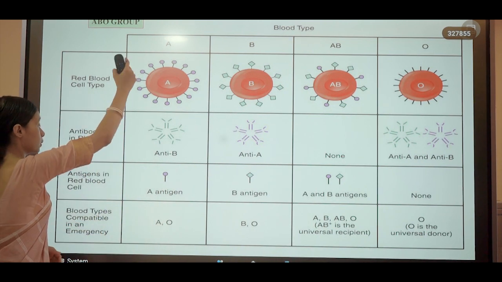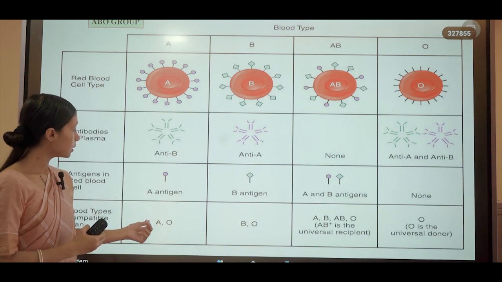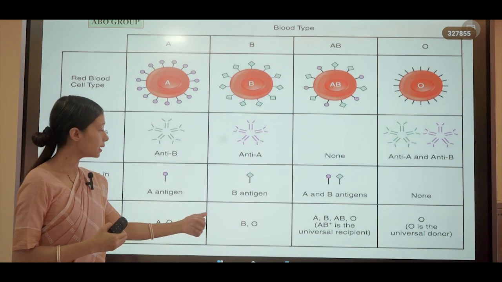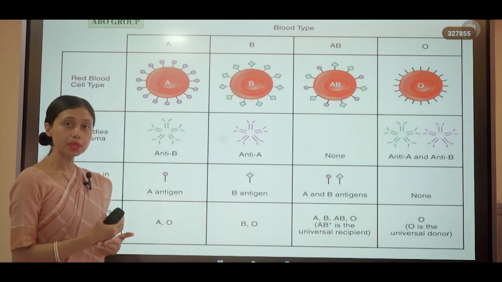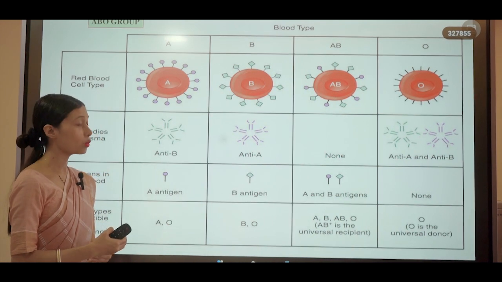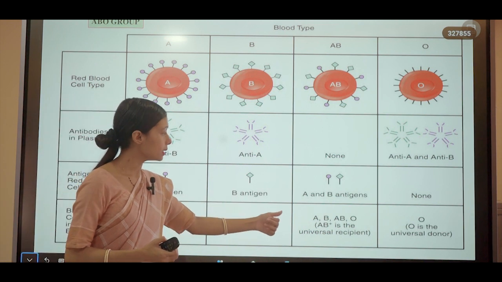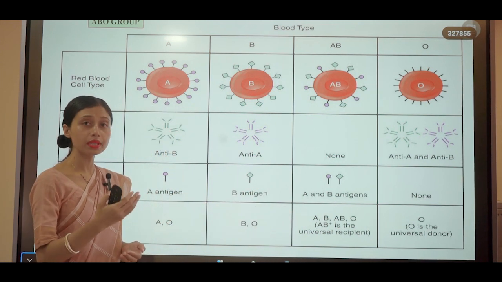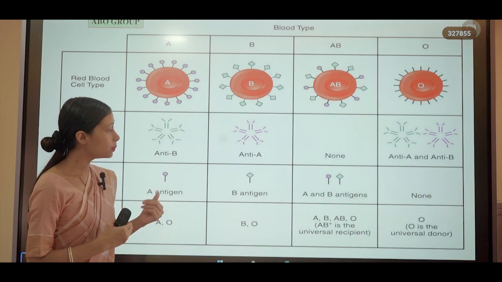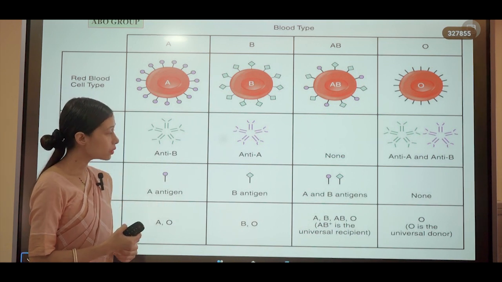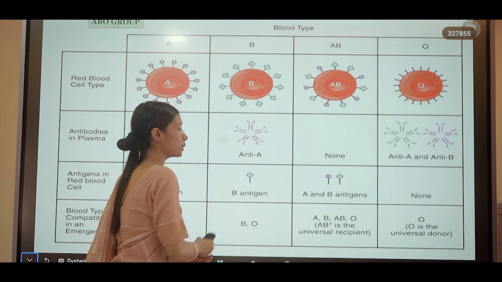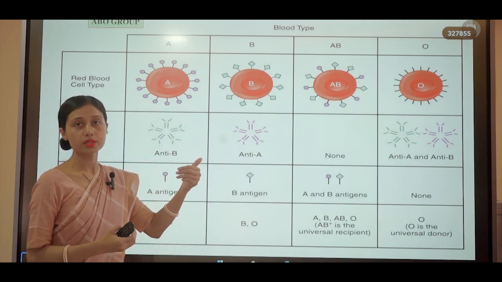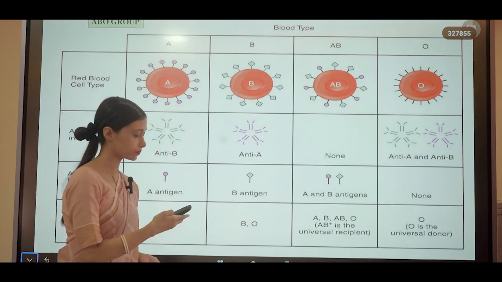So the A blood group can receive blood from A and O blood group. B blood group can receive blood from B and O blood group. The AB blood group can receive blood from all the four groups A, B, AB and O. And the O blood group can receive blood only from O group but can donate blood to all the four groups. Therefore, the AB blood group is known as the universal recipient, while the O blood group is known as the universal donor.